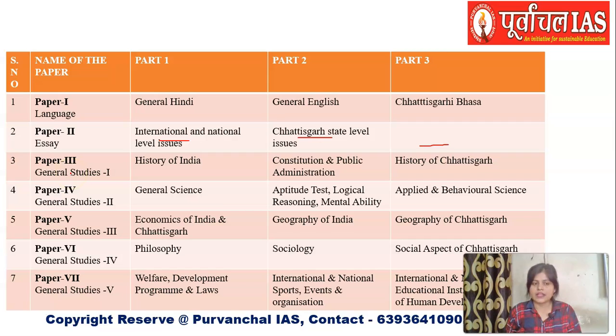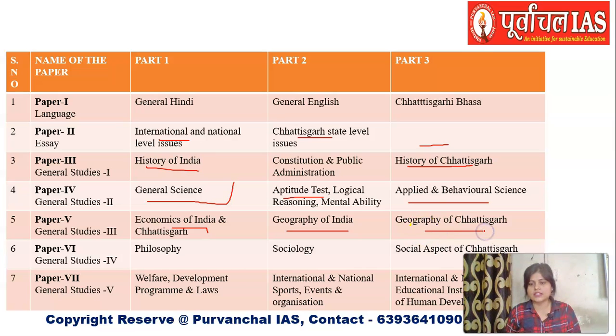In paper 3, that is GS1, there is history of India, constitution and public administration, then there is history of Chhattisgarh. In paper 4, that is general study 2, the paper is general science. You can see this is general science, class 10th level actually. There is aptitude test, logical reasoning, mental ability. Then there is applied and behavioral sciences. I will discuss that in the coming part. It's called GS3, that is general study 3. You have economics of India as well as Chhattisgarh. You have geography of India, and then you have geography of Chhattisgarh.